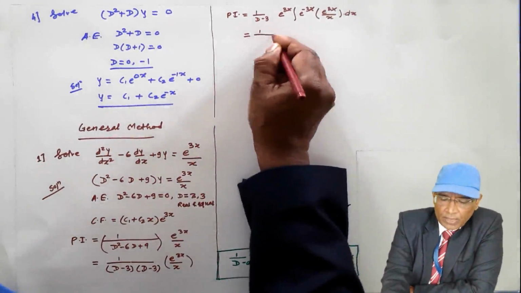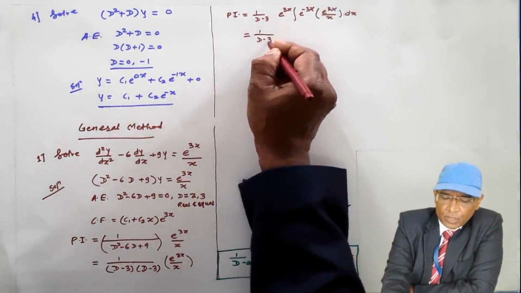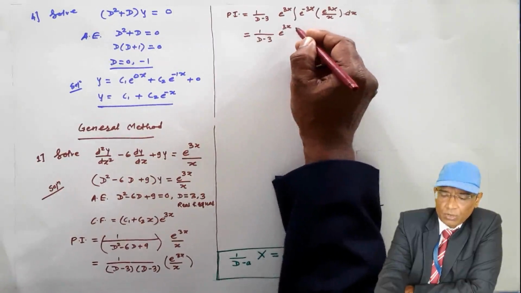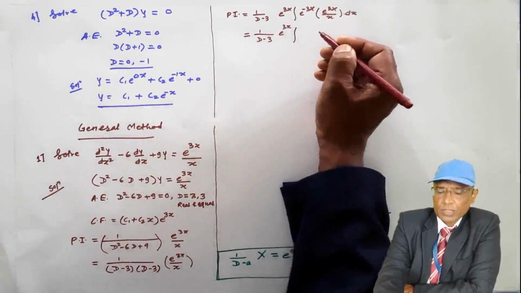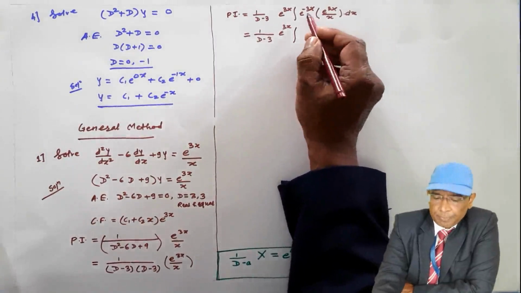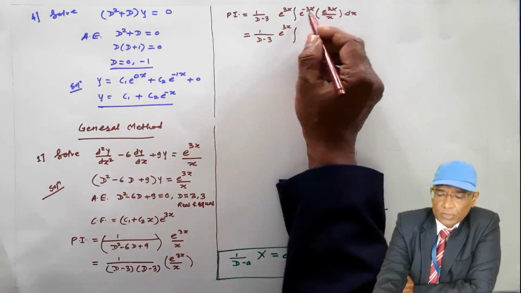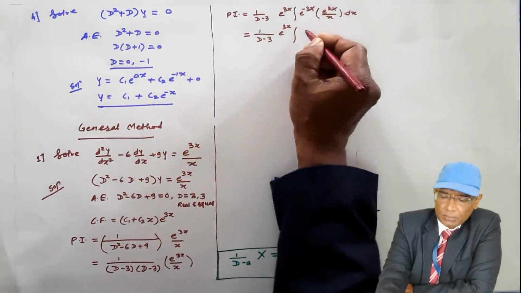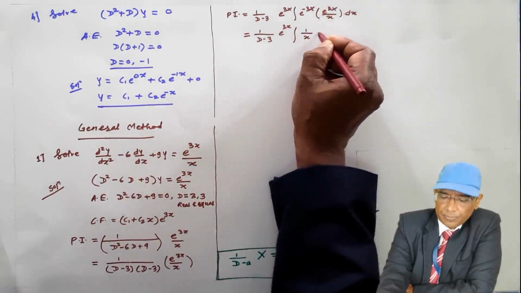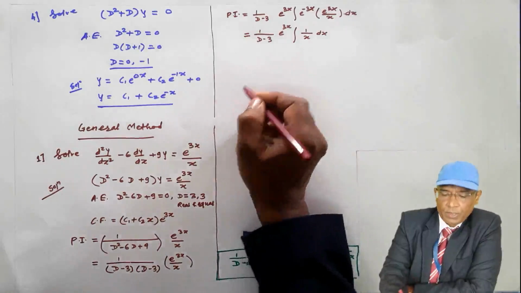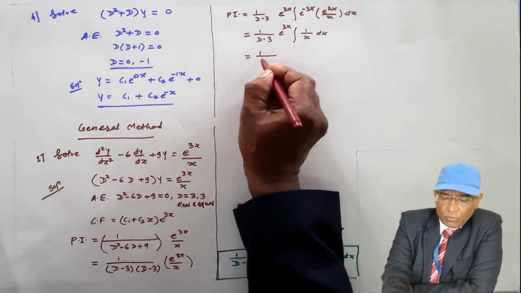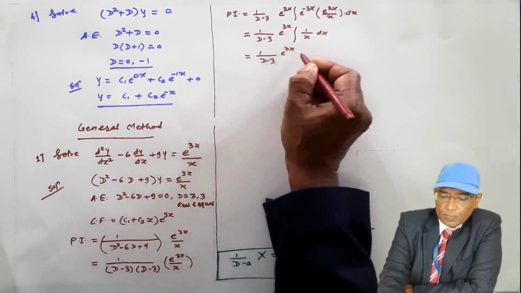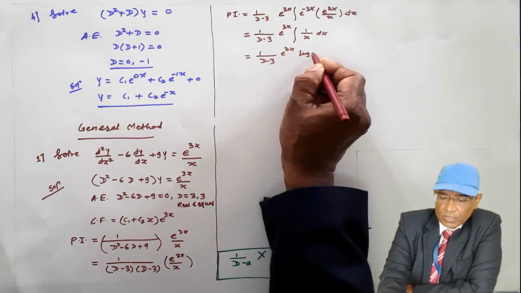Now try to simplify it. If simplification is possible, you can solve for one more step. If there is some cancellation or reduction in terms, e to the power 3x into e to the power minus 3x, by the law of indices, is e to the power 0, which is 1, so only 1 by x will remain. And the integral of 1 by x is log x.